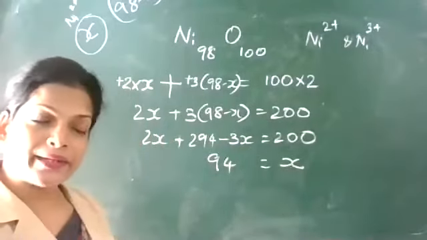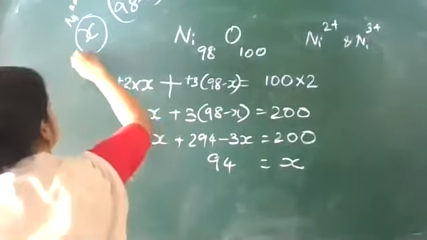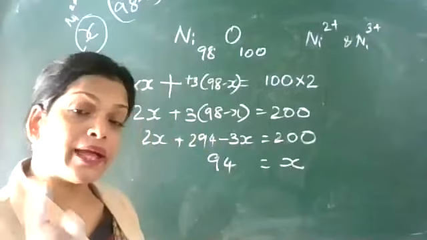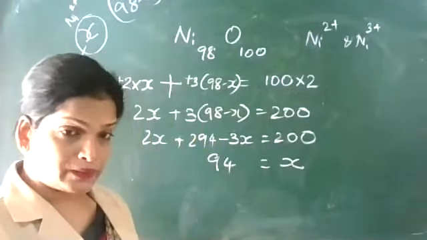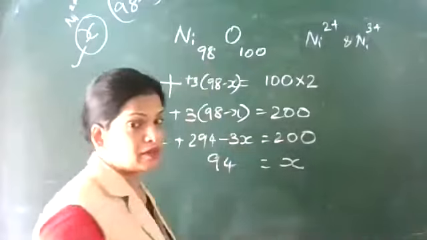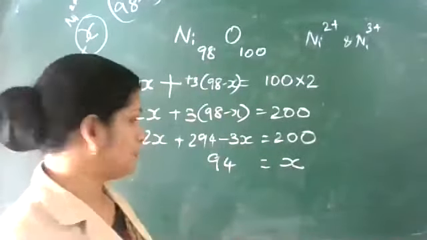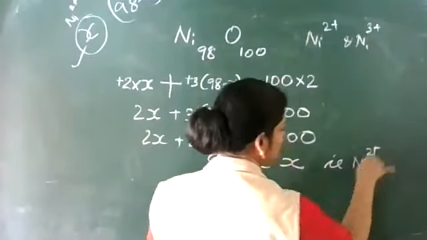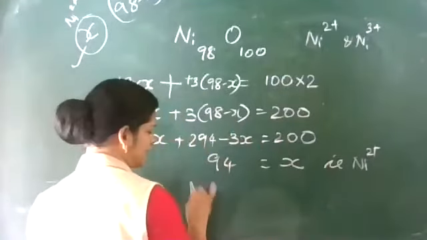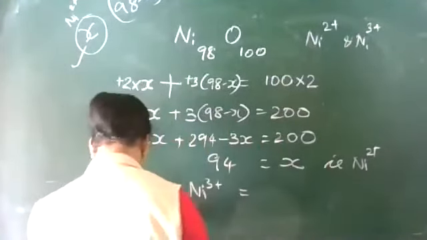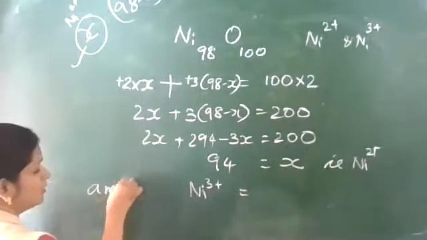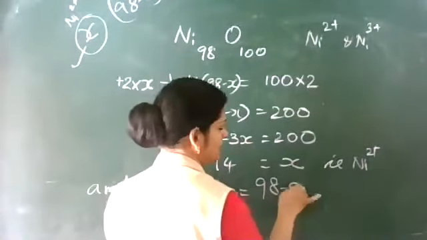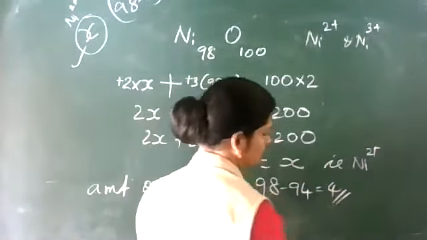That means there are 94 Ni2 plus. X is equal to the number of Ni2 plus. So there are 94 Ni2 plus. Total is 98, so there will be 4 Ni3 plus. So what is the number of Ni3 plus? The amount of Ni3 plus is equal to 98 minus 94 equal to 4.